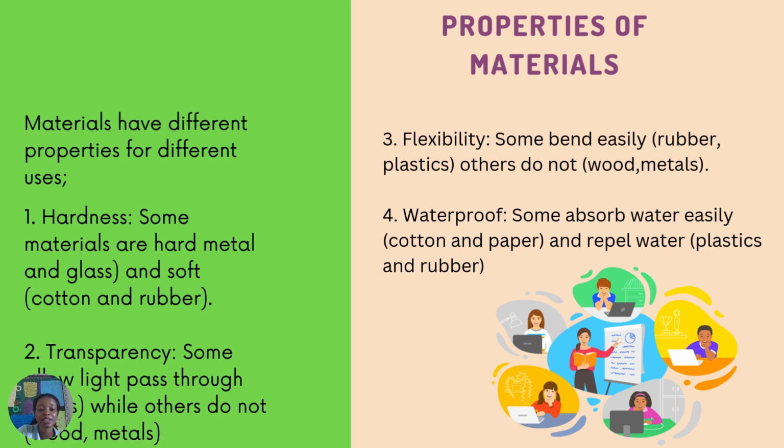The second property of material we have is what we call transparency. What do we mean by transparency? Some materials allow light to pass through. For example, we have glass. If you position a glass cup, you can see what's on the other side of the glass cup.